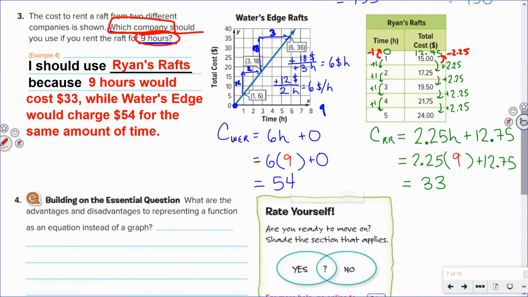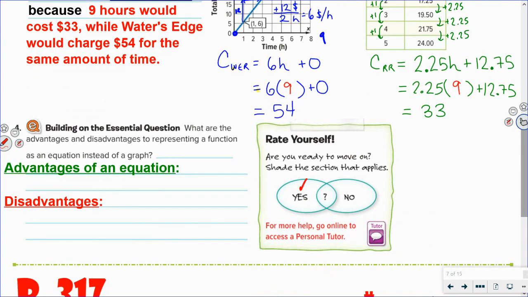If you wish, you can carry on to question 4, which basically says, what would be the advantages of an equation and the disadvantages of an equation? Some folks prefer graphs. Some folks prefer tables. Some folks prefer words. I would encourage you to be strong in all 4 of those. Now go ahead, rate yourself. Put yes, put question, put no. Bring some questions along to class. Advantages and disadvantages. That's a question you could ask about all things in life.